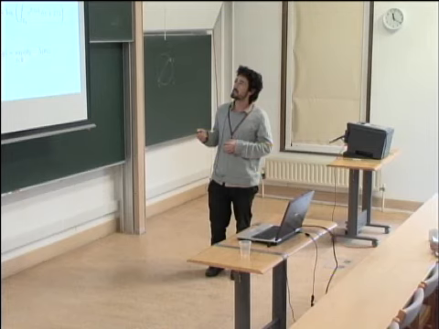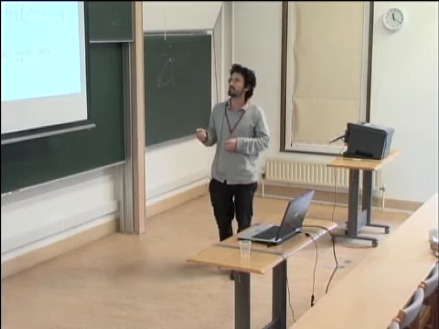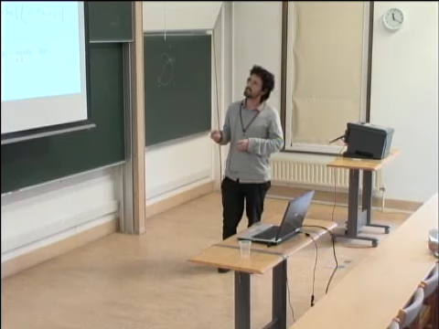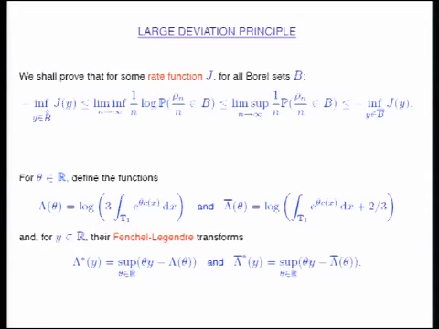It can be formalized by looking for a rate function J, such that over all Borel sets B, 1 over n times the logarithm of the probability that the load is in B has a limit inferior larger than the infimum of J of y over all y in the interior of B, and the lim sup is less than the infimum of J over all y in the closure of B.